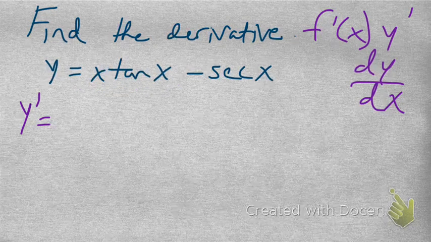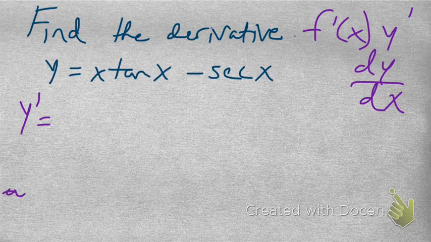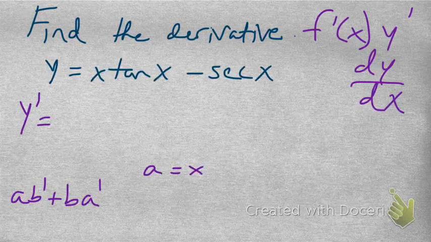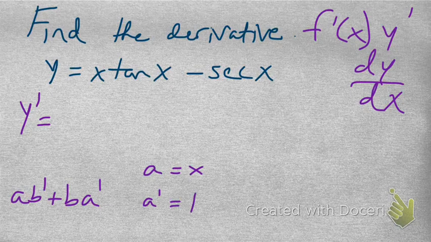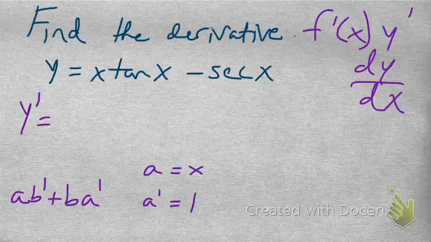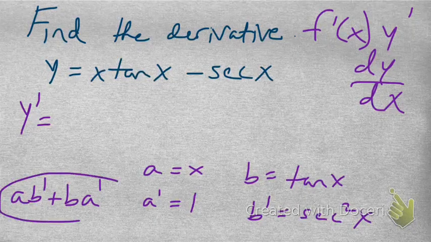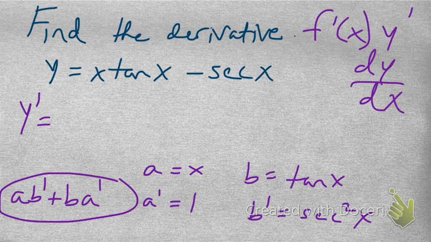We've got to use that product rule. Okay, just to refresh, that would be a times the derivative of b plus b times the derivative of a. You know me, I find it helpful to say that a is x, the first factor, and that a prime is going to be the derivative of x. That b will be the second factor, the tangent, and that the derivative of b, well, that's going to be secant squared of x.